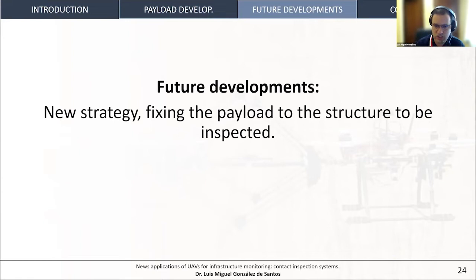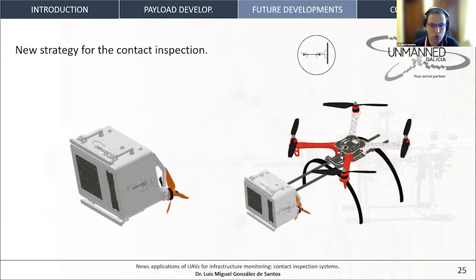We are working on this new strategy in collaboration with University of Minho, and the idea is to use accelerometers in these contact inspections. The main problem of the previous versions is that when the UAV is maintaining the contact with the structure, the vibrations of the motors of the UAV affect the measurements of the accelerometer. So in this new development, the idea is to install the sensors in this box and attach the box to the structure.